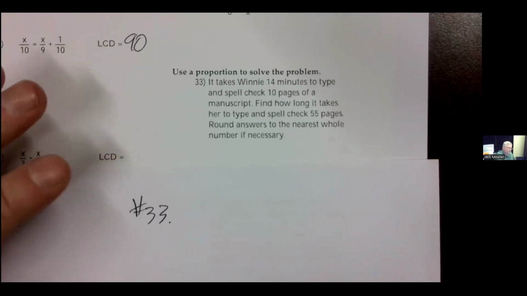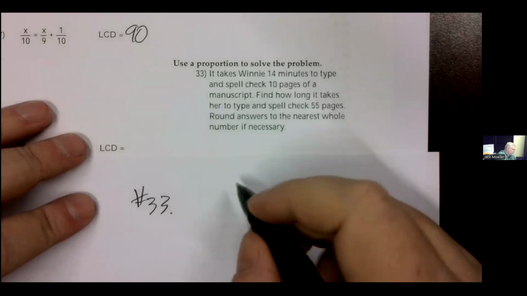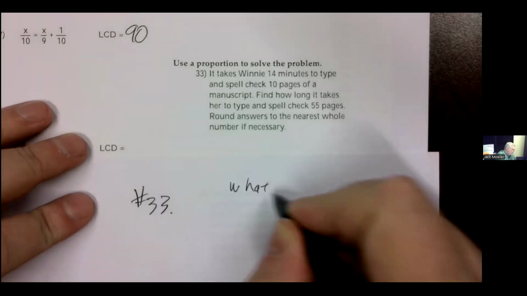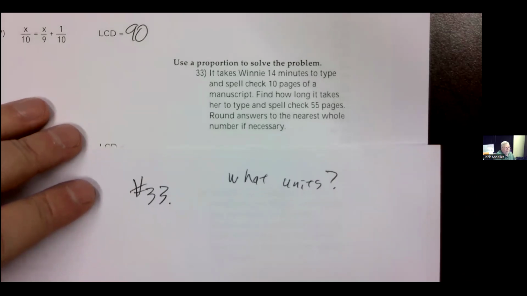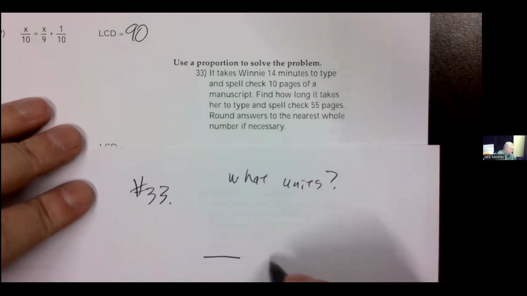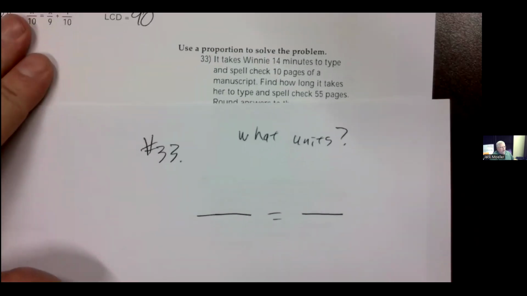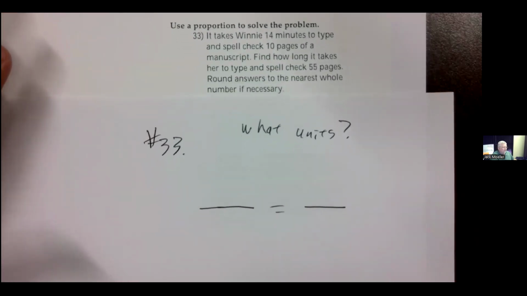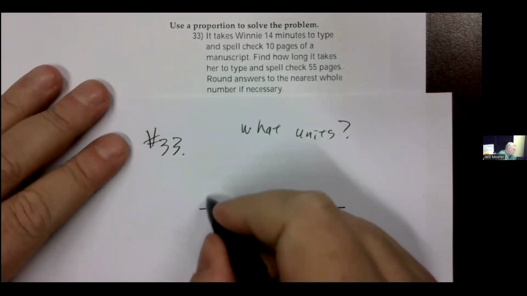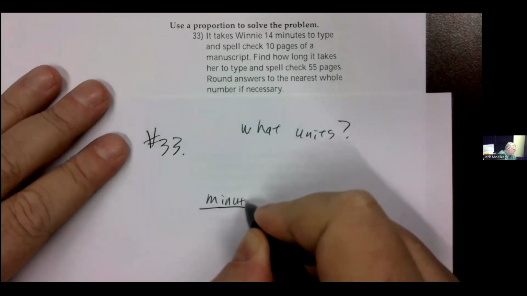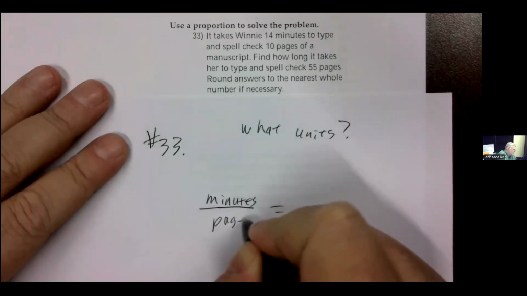So this is where for word problems, please slow down and pay attention to the units. So what units are we using? Well, that's 14 minutes and 10 pages, right? So when we're setting this up, what goes on top, what goes on bottom? Well, it turns out like the first fraction, you can't really mess up. It's the second fraction that's important, right? So what I would look at is minutes is first, pages is second. So I would say minutes is first, on top, pages is going to be on bottom.